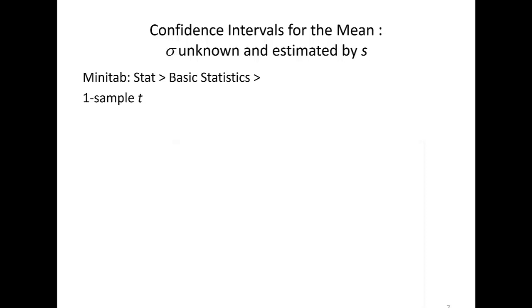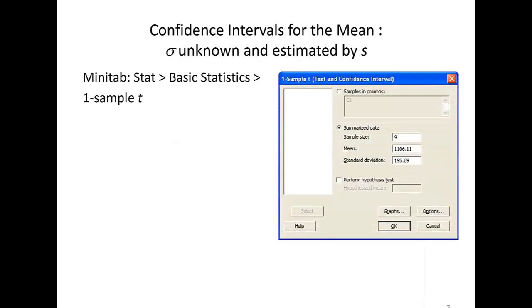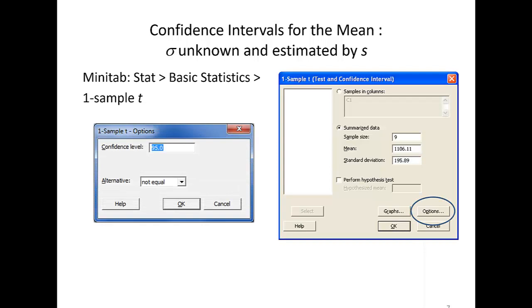In Minitab, if you go to Stat, Basic Statistics, One-Sample t, you will see this window pop up. We can either use the samples in columns, so if I want to just type the data into a column and say that's the column, use that data and calculate the mean and the standard deviation, we can do it that way. But if we've already got the data summarized, as in this case, we can just plug those numbers in. We have a sample size of 9, mean of 1106.11, standard deviation of 195.89.